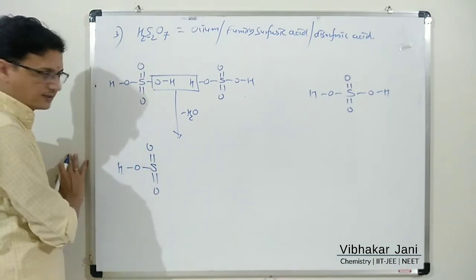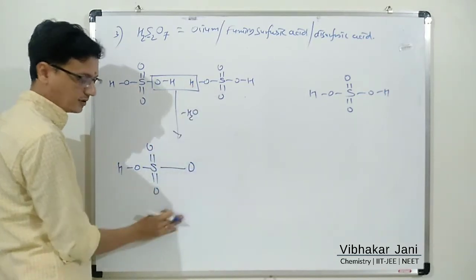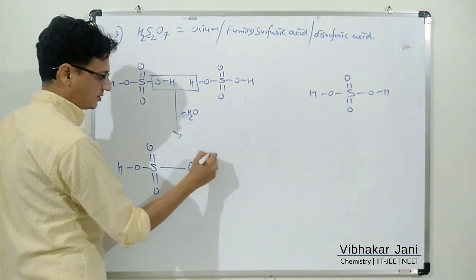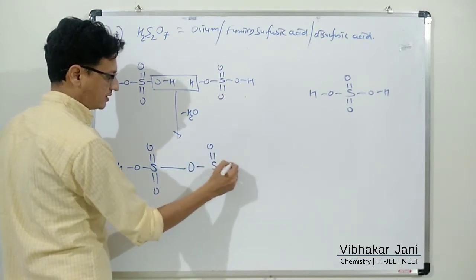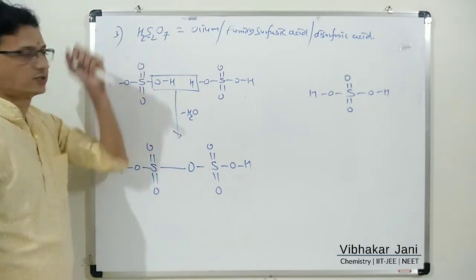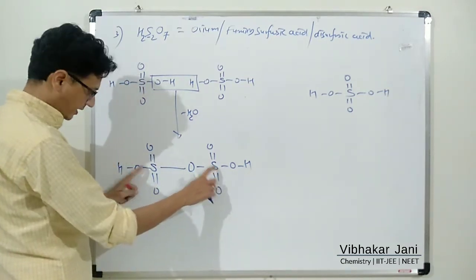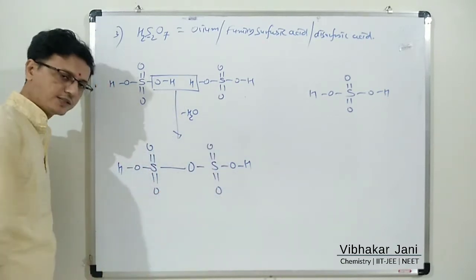This will be as it is, and this sulfur is now attached with oxygen, and this oxygen is also having sulfur, two oxygen, one oxygen, and one. Now, this is the structure of H2S2O7. H2, S2, and O: 3 plus 3, 6 plus 1.